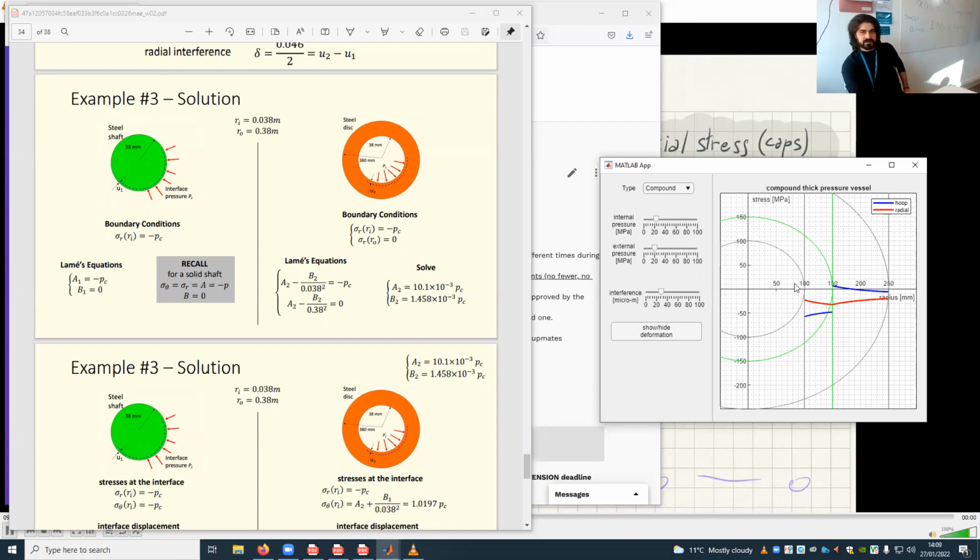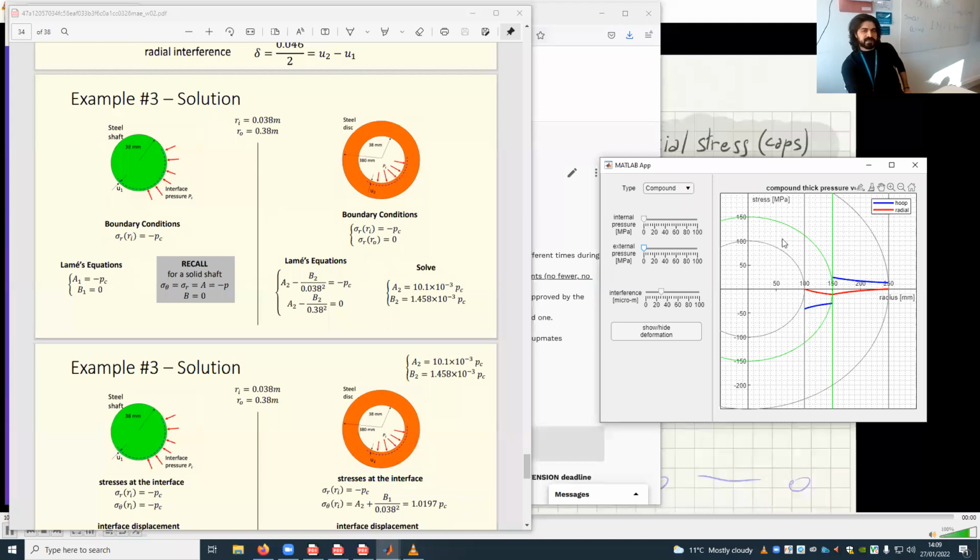Okay, so there you go. This is something like this. Let's say you have no internal pressure and no external pressure, but you have some interference. This is what's going on: the radial stress goes from 0 to minus the contact pressure, and then it goes back to 0.